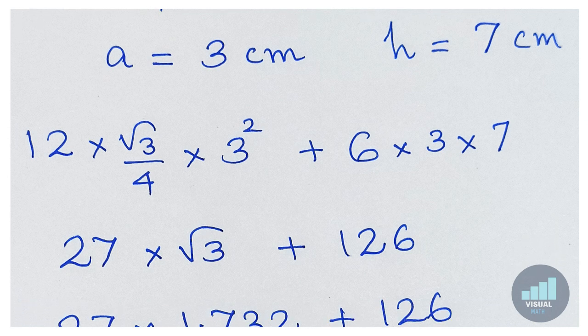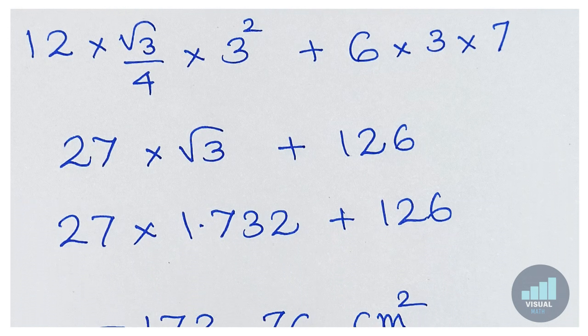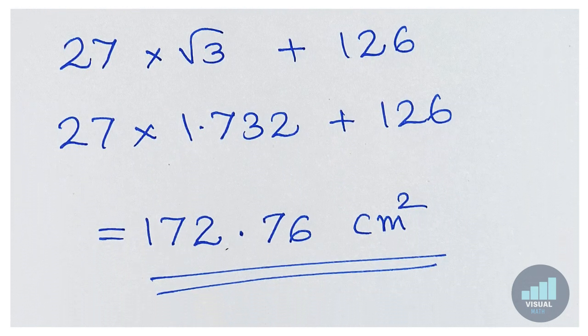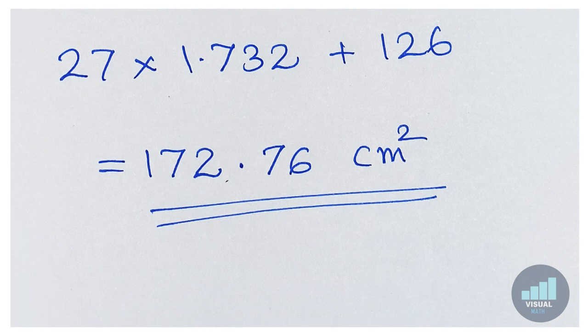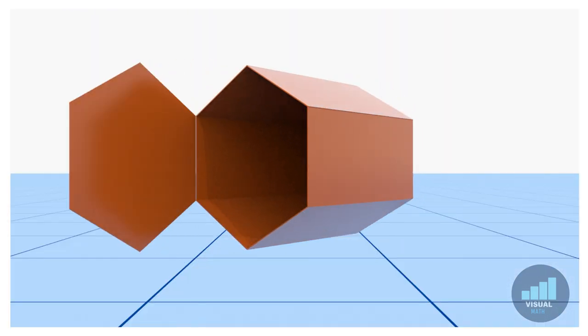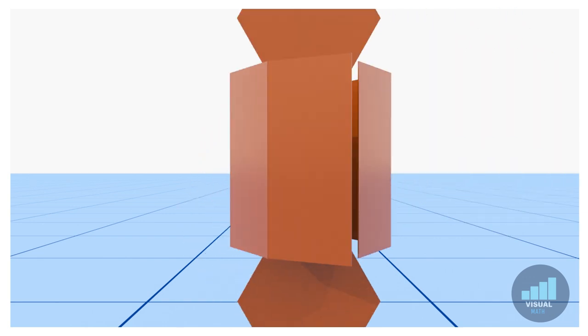And there you have it. The final answer is 172.76. Isn't it amazing how breaking down a complex shape into simpler ones makes the whole area calculation super easy and fun?